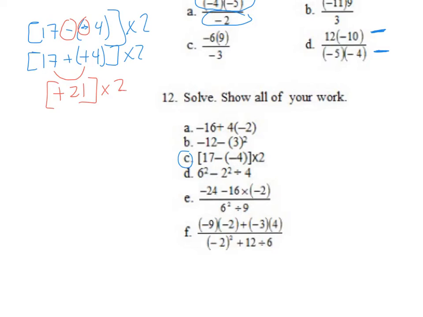I keep the sign, and I add the numbers. And now I'm going to do whatever I did to the bracket. I'm going to multiply it by 2. The signs are both positive, so my answer is a +42.